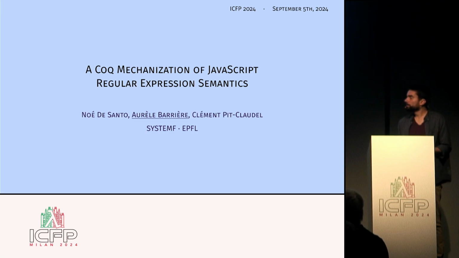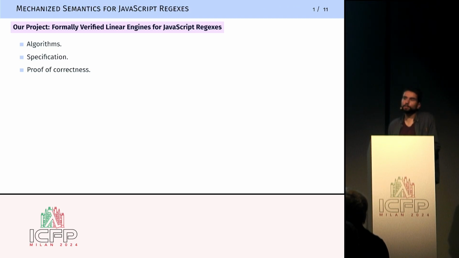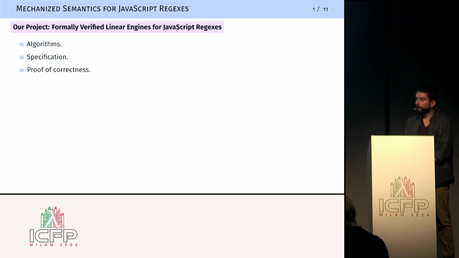Around a year and a half ago, we started a project to formally verify a linear time regex engine for JavaScript regexes. Just like any formal verification project, we need three things: algorithms to verify, some kind of specification to verify them against, and a proof of correctness that would relate the two. Ideally, we would have all of these three things in a proof assistant like Coq.